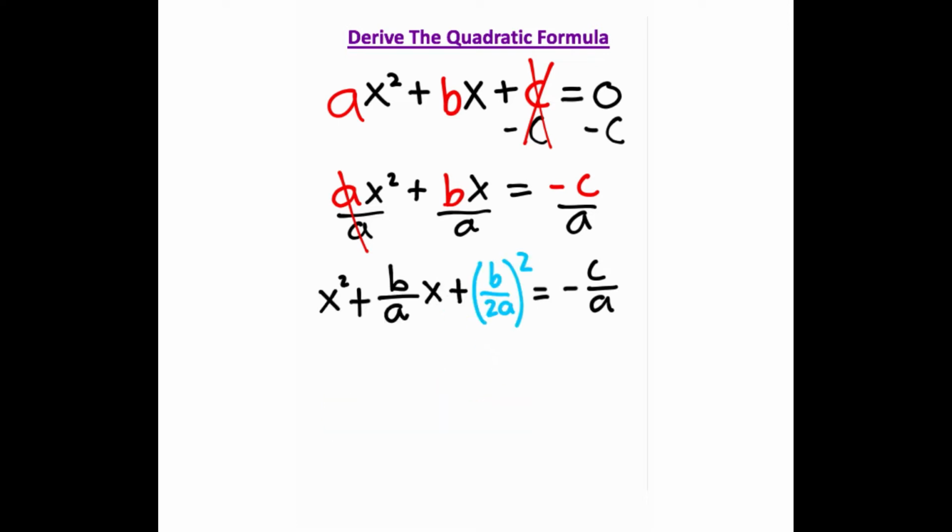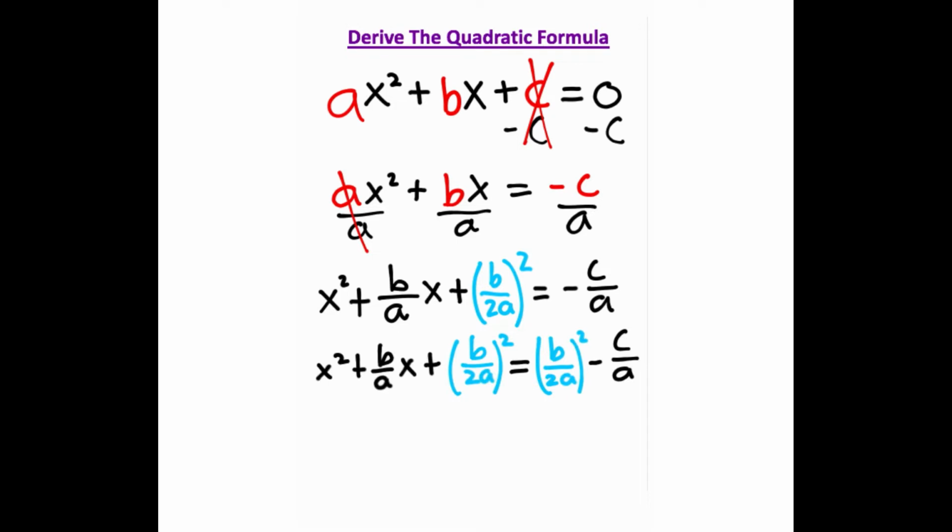So when you do that, what you're going to end up with is that term right there. As you can see, we took b over a, we divided it by 2, and we squared the entire thing. But if you do that to one side of the equation, you're going to have to do that to the other side as well. So notice we have it on both sides of the equal sign.